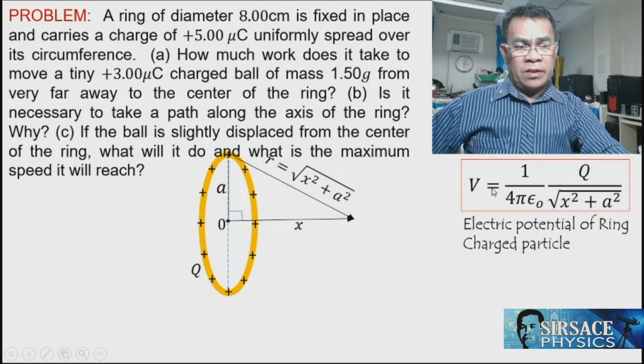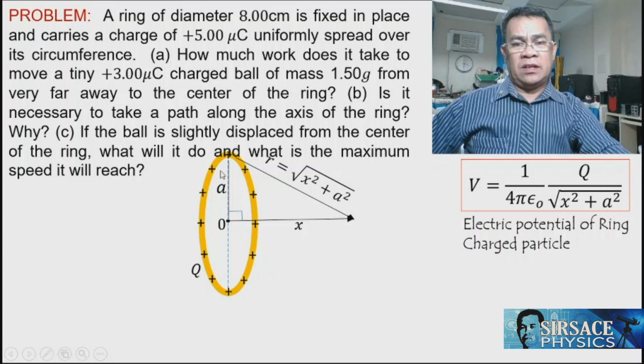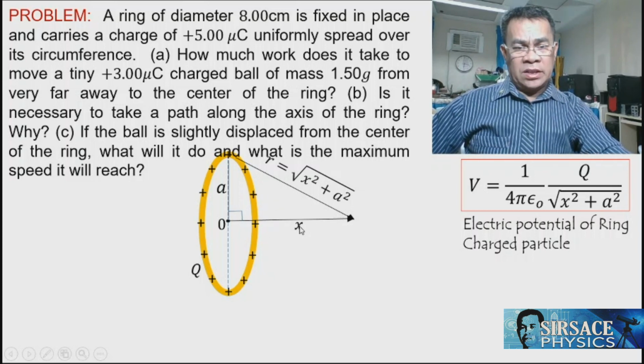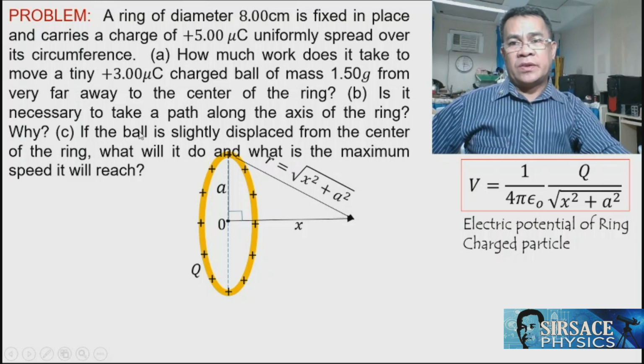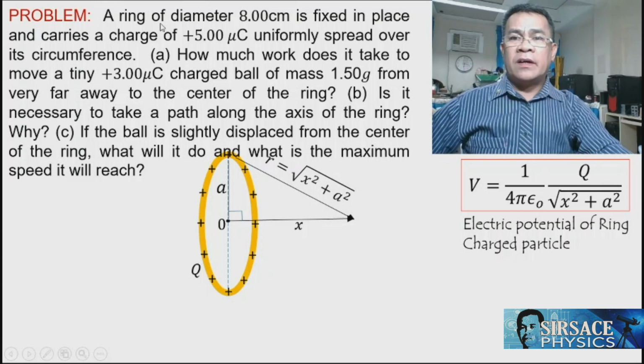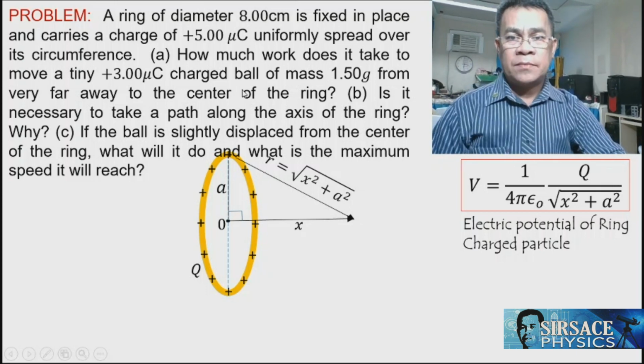Take note. Remember that the electric potential of a ring, again, is 1 over 4 pi permittivity times q over the square root of x squared plus a squared. Okay, where x is measured from the center and a is the radius. Then r is the square root of x squared plus a squared. The problem says that a ring has a diameter of 8 centimeters. Now take note that a is the radius, so all you need to do is divide the diameter by 2 and the result is the radius.